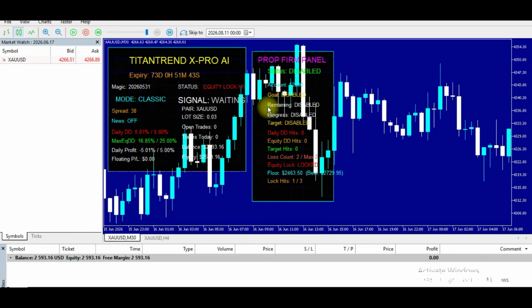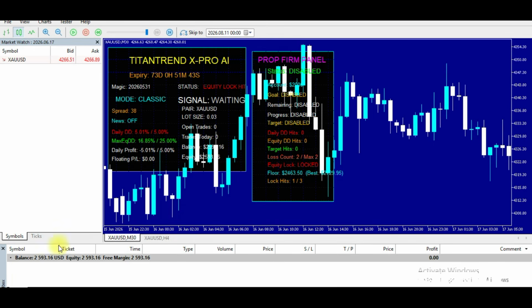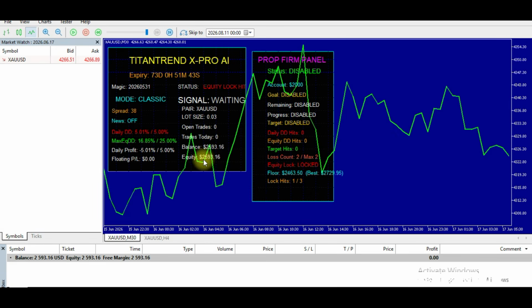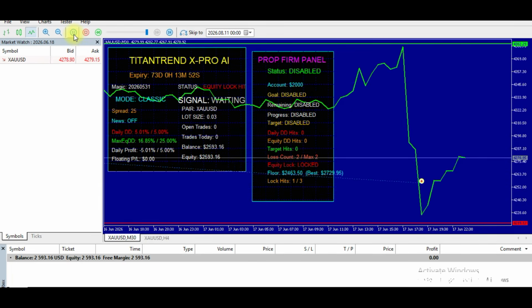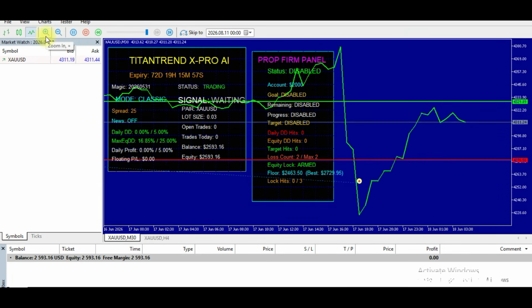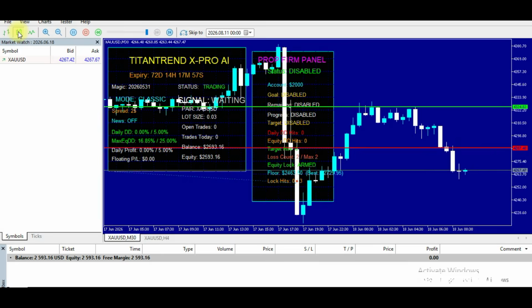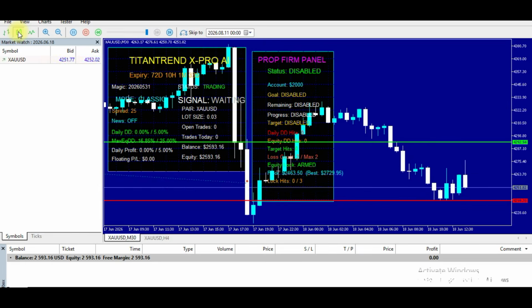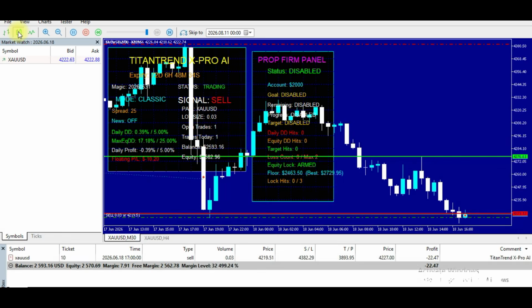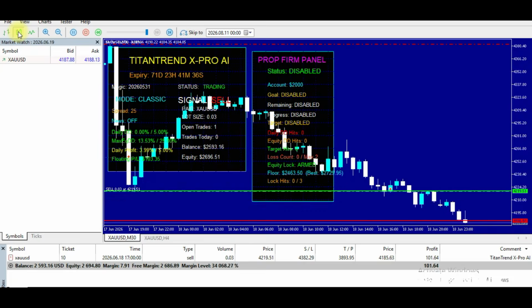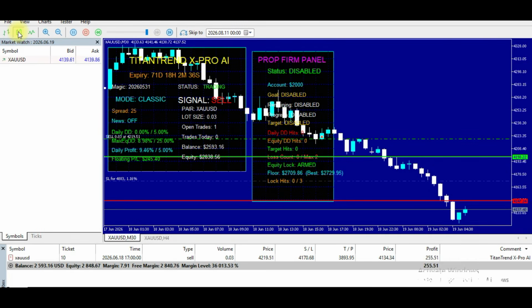Equitylock hit again. Now you can see what happened here. If you look at this particular equity right now, you see 2593 and you see 2463. This is what is locked permanently, and this is the space he has given the robot to continue making profit. So please, if you don't have this EA, try and get a copy for yourself. I've integrated a lot of powerful features on the EA.